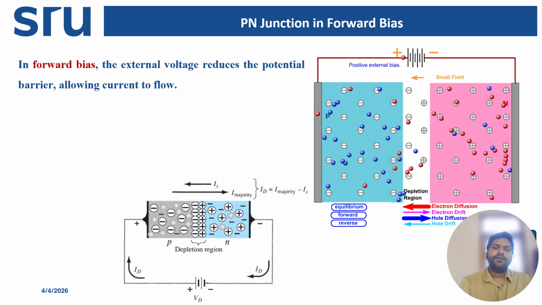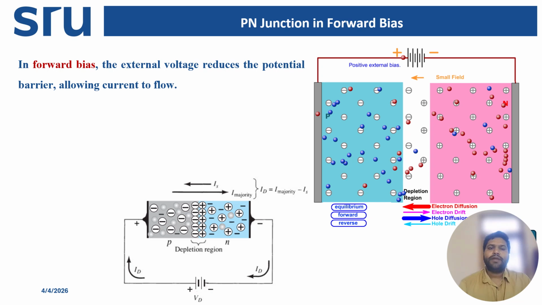Now in the energy band diagram, the external voltage reduces the band bending and the energy barrier becomes smaller. Electrons require less energy to move from the conduction band of the N side to the P side. Thus, recombination increases and current flows.